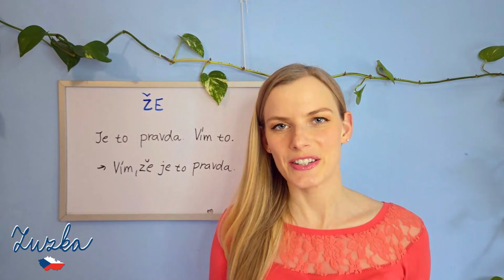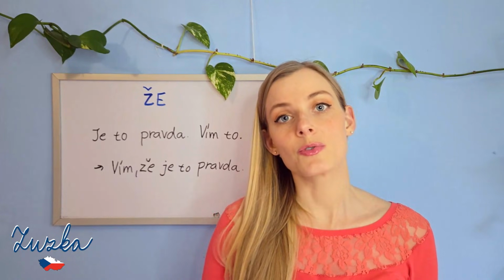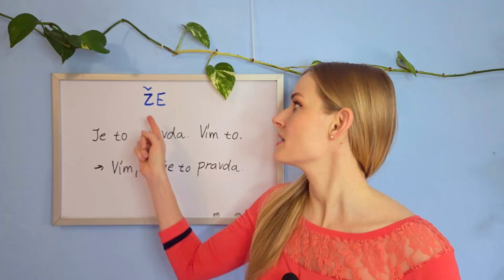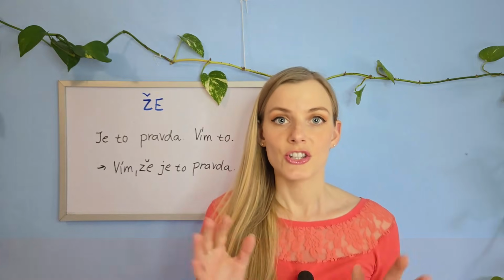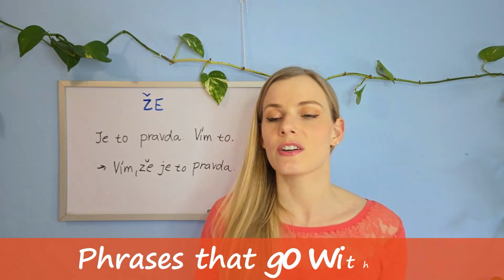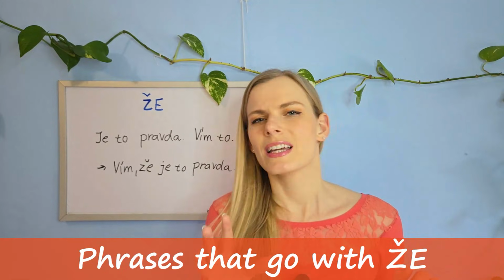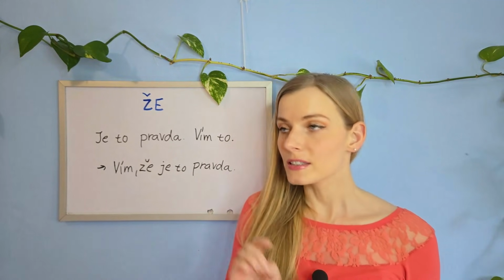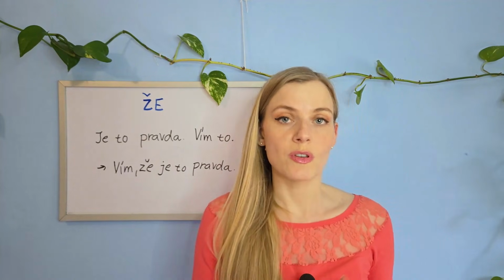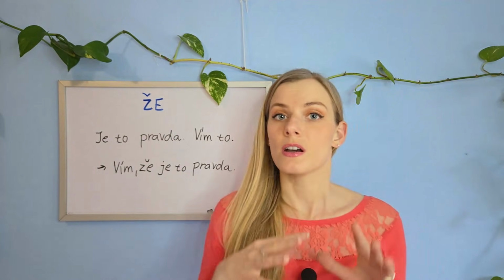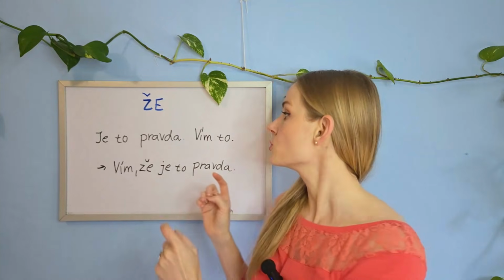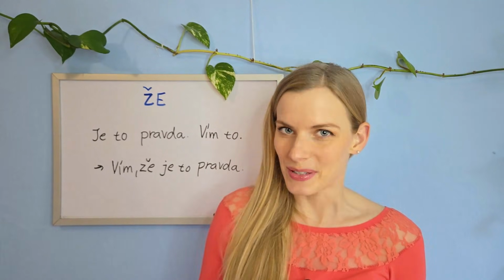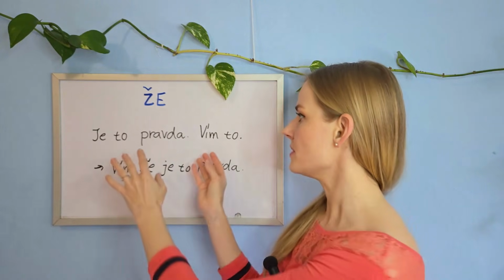Welcome to another video. In this video, I want to show you verbs and phrases that typically go with the word že. Že is a very important Czech connector, conjunction. Well, it has other functions. It's not only a conjunction, but in this video, I would like to speak about že being a connector between two clauses.